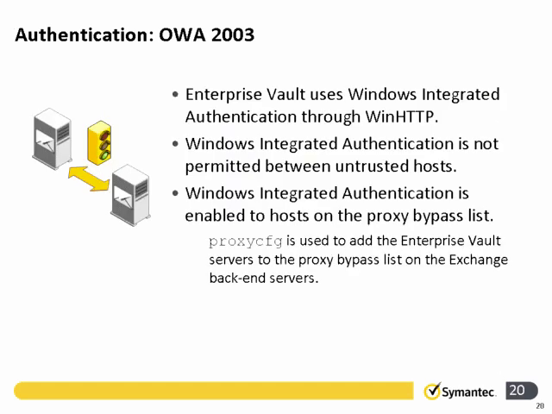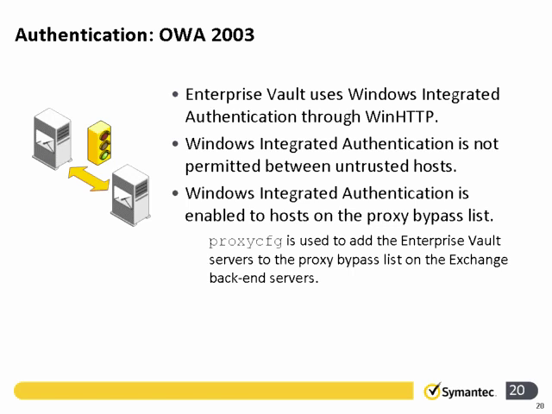As we were mentioning, for the authentication process that occurs as part of Outlook Web Access 2003, Enterprise Vault is going to use Windows Integrated Authentication through the WinHTTP calls. Windows Integrated Authentication is not permitted between untrusted hosts. So that's why, if I'm going from an Enterprise Vault server to that back-end Exchange server, I can't use Windows Integrated Authentication. I have to use anonymous.